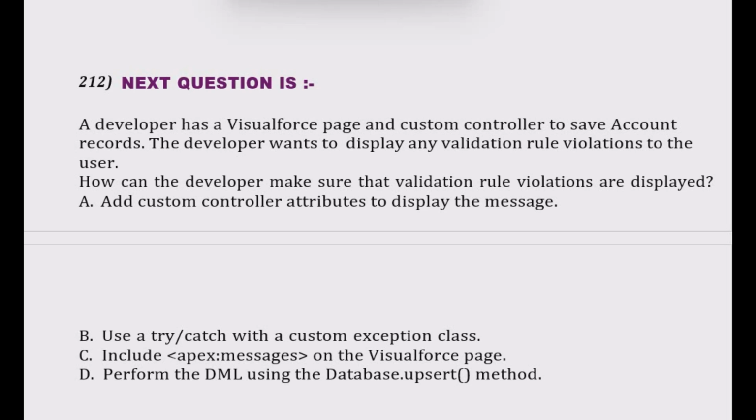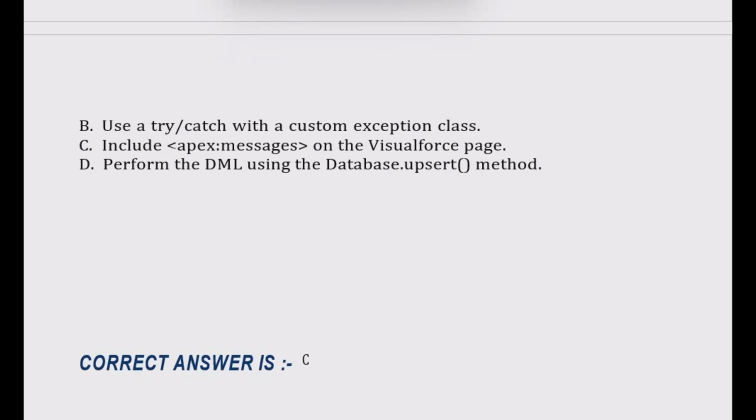Question is, a developer has a Visualforce page and custom controller to save account records. The developer wants to display any validation rule violations to the user. How can the developer make sure that validation rule violations are displayed? Option A, add custom controller attributes to display the message. Option B, use a try or catch with a custom exception class. Option C, include apex:message within brackets on the Visualforce page. Option D, perform the DML using the Database.upsert method. Correct answer is option C.